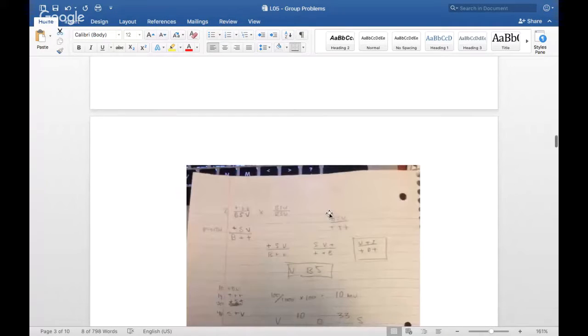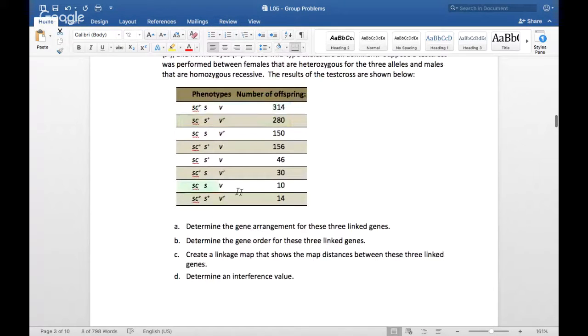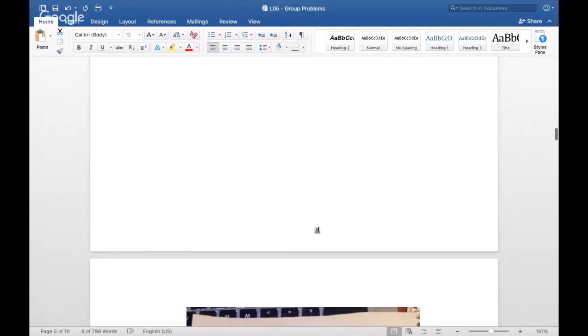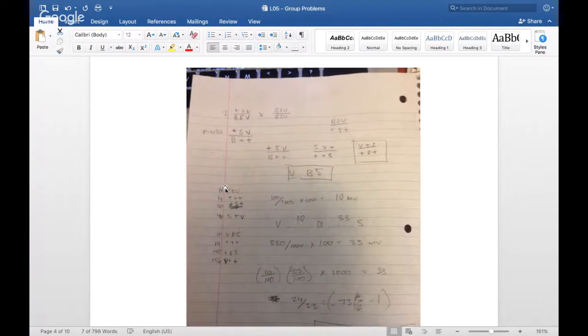To find the arrangement of the alleles, we're going to find the two smallest ones, which happen to be down at the very bottom. You'll end up with a product that looks like this. You'll know that it goes with B in the middle. Your S and your V can switch spots, so that doesn't really matter. Then we take the two smallest ones and the next two smallest ones, which in this case equal 100. Divide by 1,000 times 100, which gives us 10 map units.